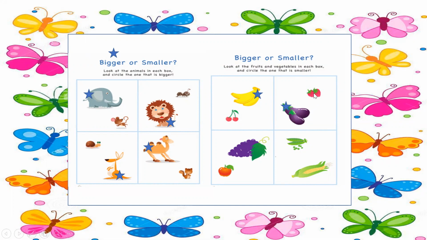This vegetable is big, while this fruit is small. This fruit is big, while this apple is small. These are grapes, okay? It's a big bunch of grapes, while this is one small apple. Here are peas and here is corn. Corn is big while peas are small.